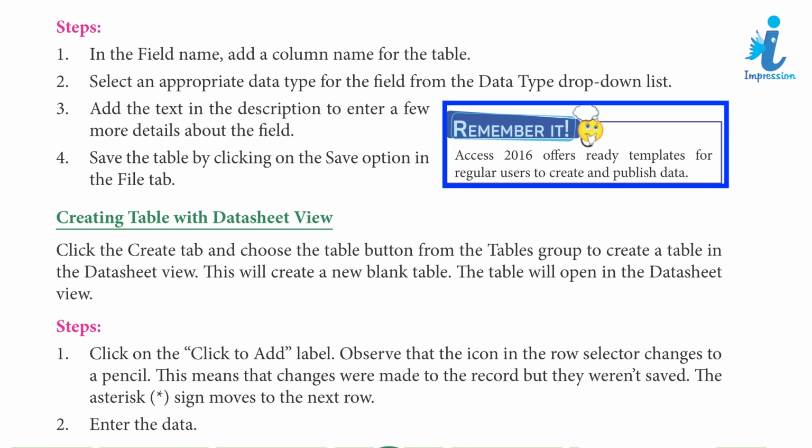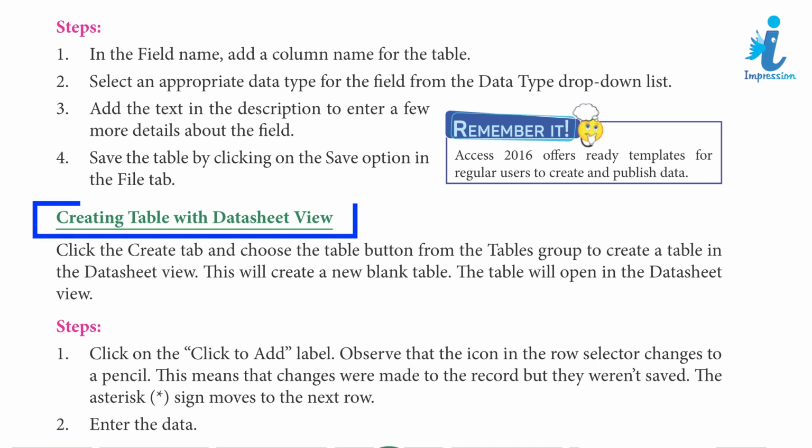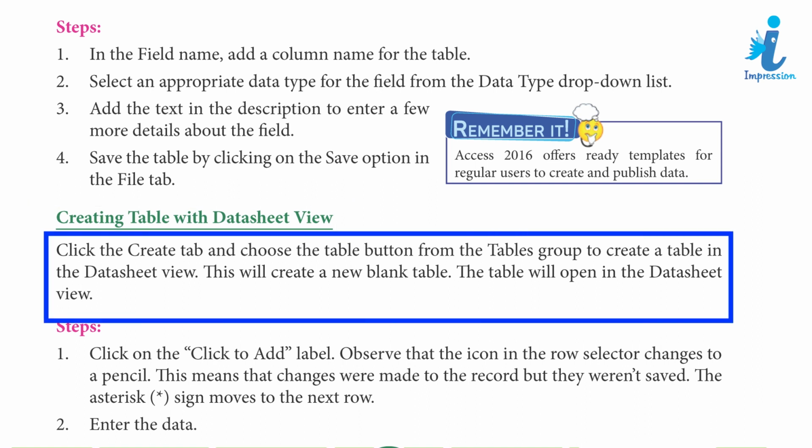Remember it, Access 2016 offers ready templates for regular users to create and publish data. Creating table with Data Sheet View. Click the Create tab and choose the Table button from the Table group to create a table in the Datasheet view. This will create a new blank table. The table will open in the Datasheet view.